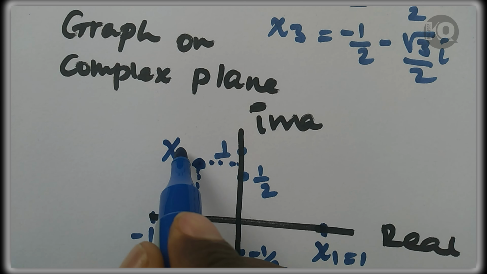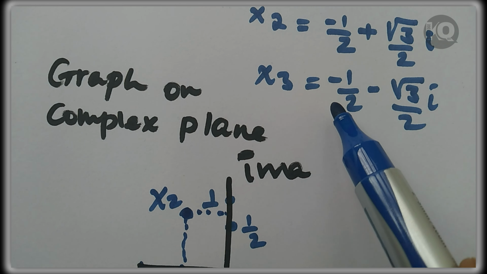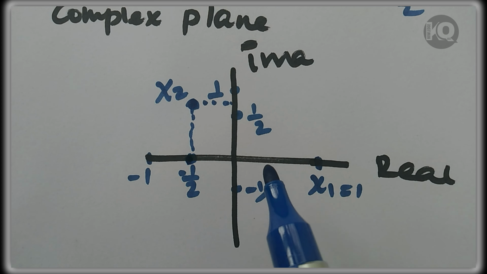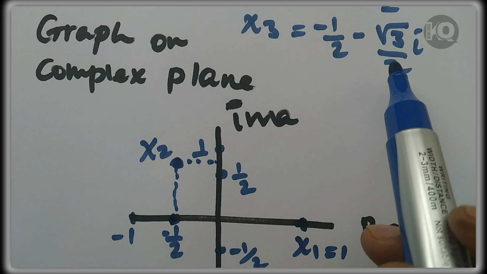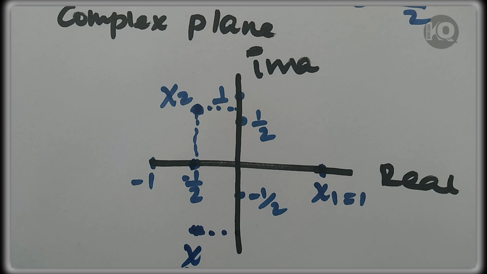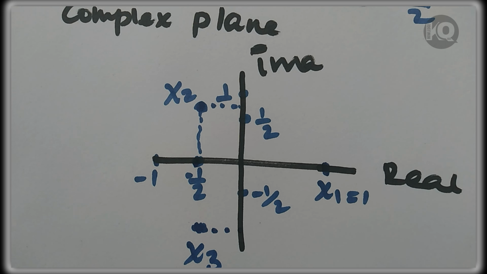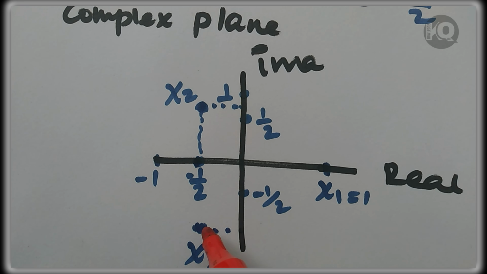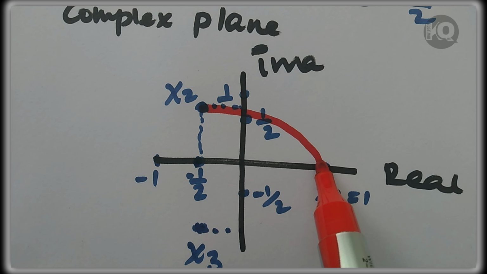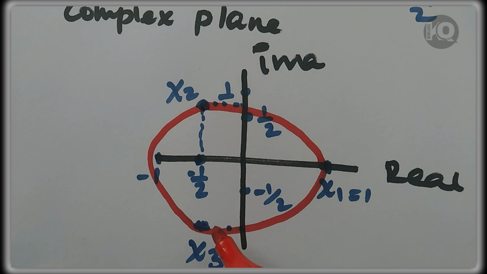So it is x2, and also for x3 we have minus 1 over 2 here, and also we have minus root 3 over 2, which is around here. So there is a point, and it is x3. So if we draw a circle, it touches the 3 points. When we draw the circle, it will touch these 3 points.